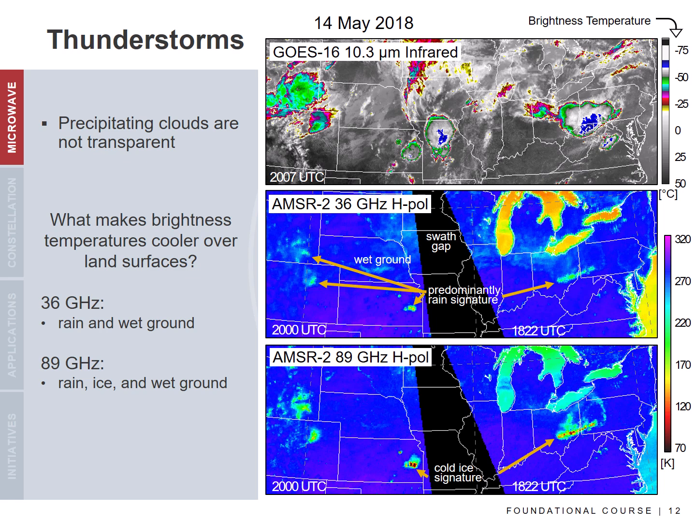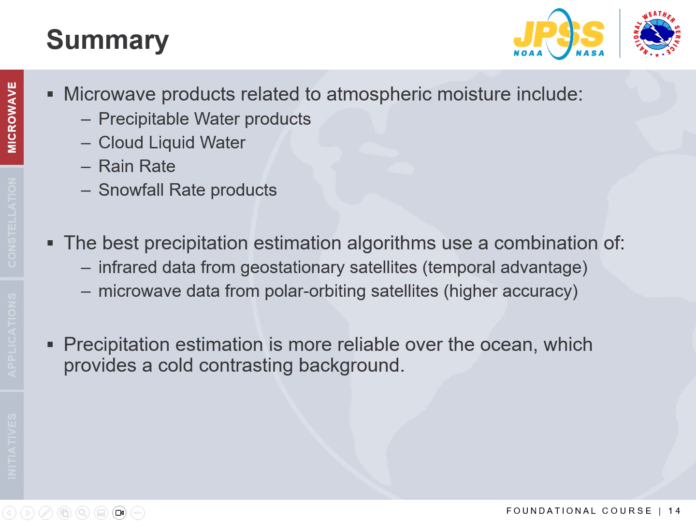Because there are complicating factors in terms of interpretation, the derived microwave products are easier to use over land than single-channel imagery. In this module, we briefly introduced microwave products related to atmospheric moisture and how emission and scattering properties help tease out that information. These products are precipitable water, cloud liquid water, rain rate, and liquid equivalent snowfall rate. The greatest use of these products are in areas that don't have surface-based measurements and radar coverage.